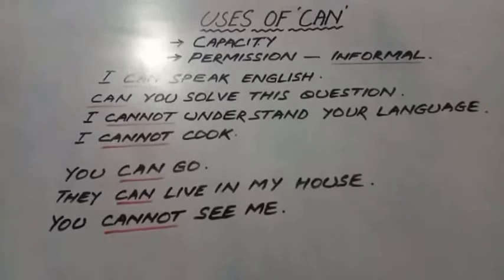The sentence is giving permission, and then the next sentence, they can live in my house. Again the sentence is giving permission that they can live in my house. Can they live in your house? Yes, they can live in my house. So it is again a permission. That is, you are allowing them to live in your house.